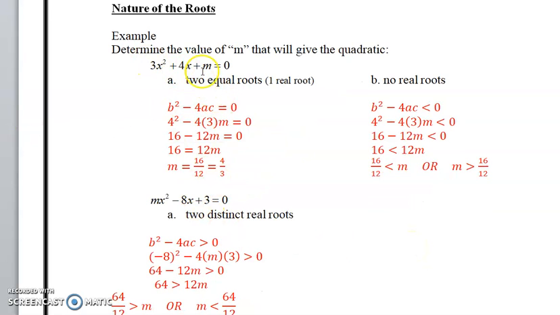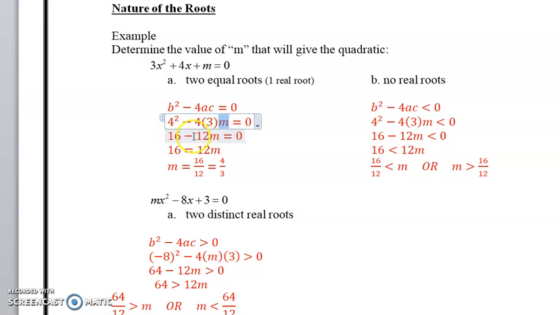What do you want to do? It gives you a quadratic equation, but it has 2 unknowns. So it asks us to use the discriminant to determine the m value that will satisfy this. So if we want to have 2 equal roots, which means 1 real root, we need our discriminant to equal 0. So plug in what we know. We know b is -4. A is 3, and c is m.